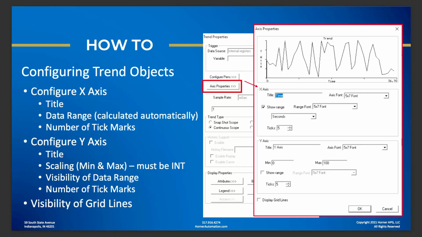For the y-axis, again, a title. For the y-axis, that's where you need to fill in the scaling, okay? And in the one you see on the screen there, it's scaled from 0 to 100. And remember, these are always integers, so the min and the max are going to be integer values. And of course, in addition to the title and the scaling, do you want the data range to be shown or not? And also the number of tick marks for the y-axis as well. And then finally at the bottom, you've got a display grid lines option where you can decide if you want to display grid lines on the trend or not.